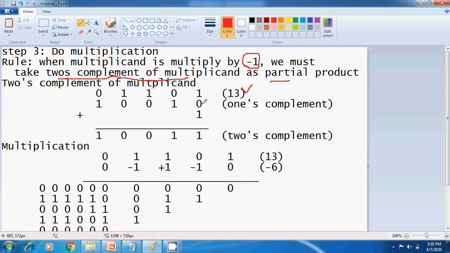So first I have to take the 1's complement. 1's complement is very simple. It is an invert operation. If there is a 1 bit, I have to take 0. If there is a 0 bit, I have to take 1. And I have to add 1 to the least significant bit of the 1's complement. So after adding, I am getting the 2's complement of the multiplicand as this particular binary pattern.